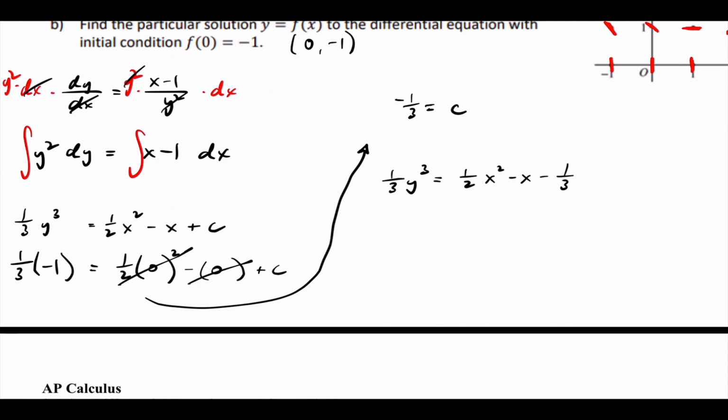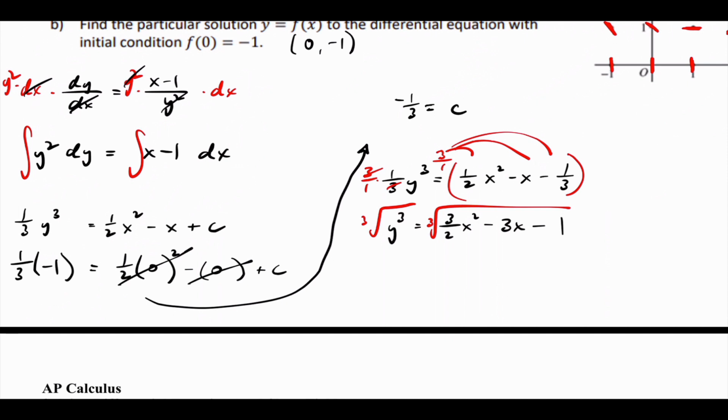Last step, get y by itself. Okay, so I'm going to multiply both sides by 3, or 3 over 1. So I get 3 over 2 x squared minus 3x minus 1. Cube root. Opposite of cubed is cube root. So I get y equals the cube root of 3/2 x squared minus 3x minus 1.